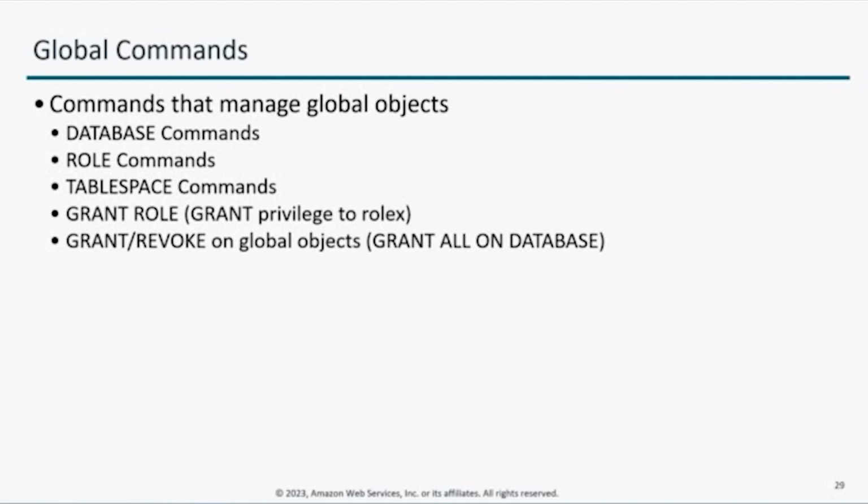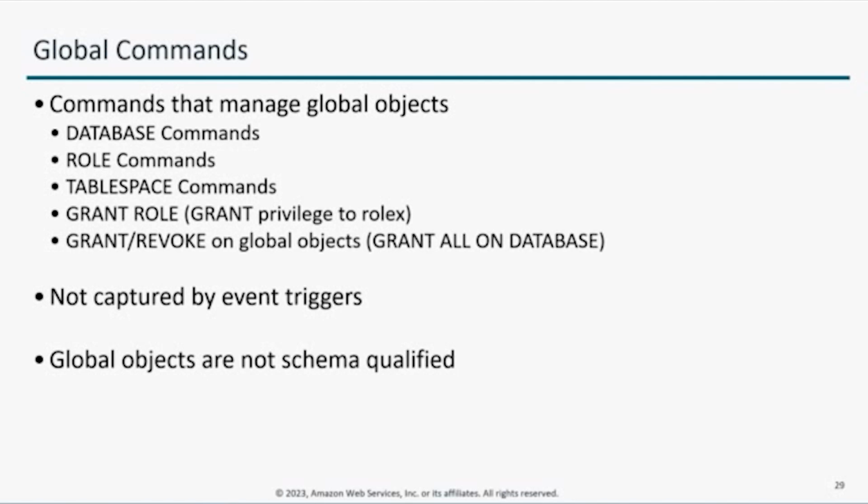Global commands include database commands, role commands, tablespace commands, grant role commands, and grant and revoke on global objects. The difference here for global commands is that they're not captured by event triggers, because event triggers are defined per database. So the current mechanism of the patch doesn't work for global commands replication. Also, global objects are not schema qualified, so we may not need to use the deparsing utility.